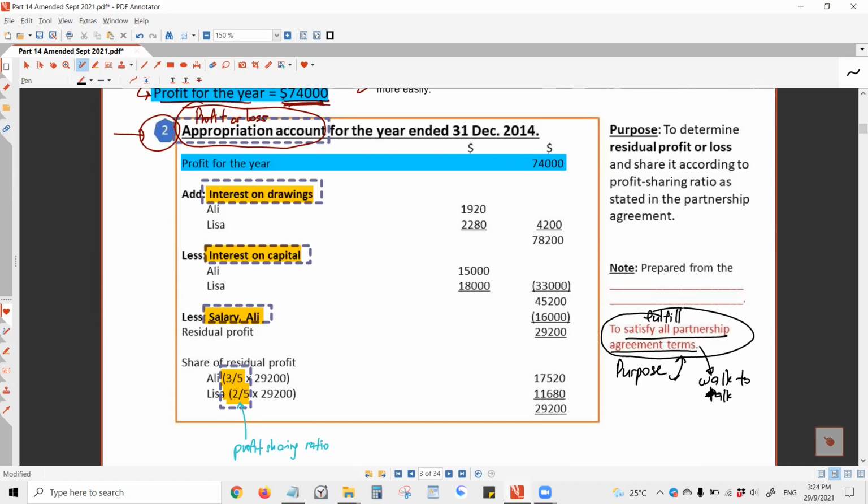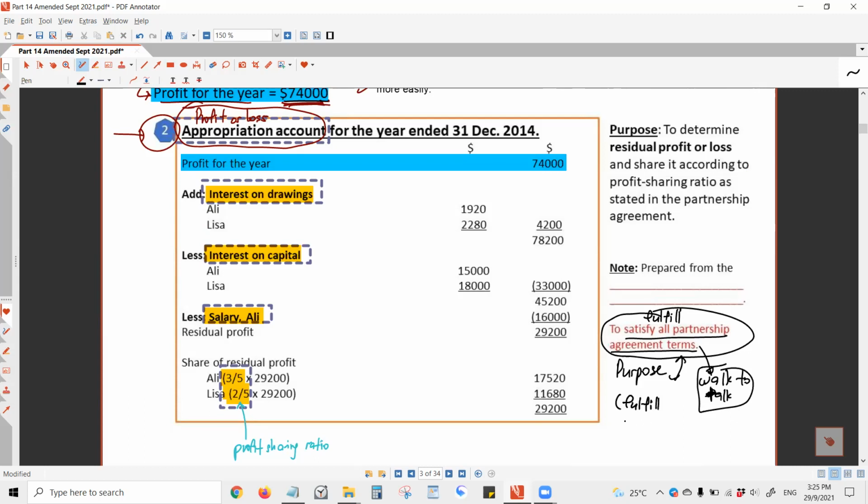So why do you want to have the agreement? So that you can avoid future disagreement among them, right? So all the things that are written in the agreement, must we follow? Of course, we must follow. So the reason you have appropriation account is to walk the talk, to fulfill all the promises made in the agreement. Yeah, let me write down.